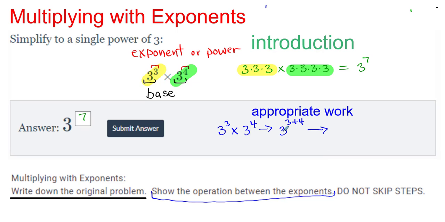And then obviously 3 to the power of 3 plus 4 would simplify as 3 to the power of 7, which notice is the same thing here. And then we'll just box that. Boxing it indicates that's our final solution. And that's it. Let's try one more.